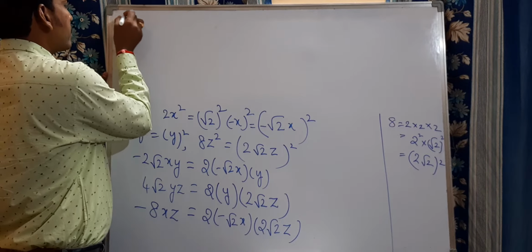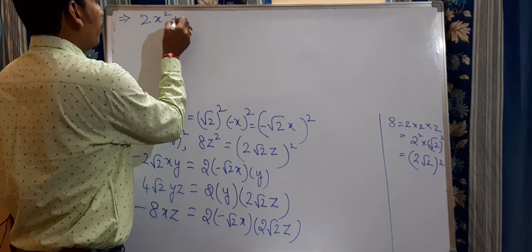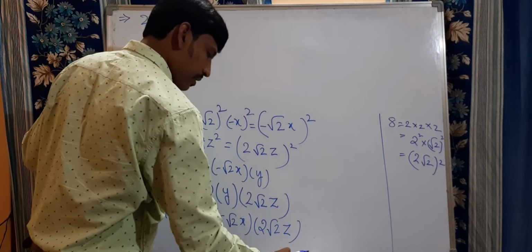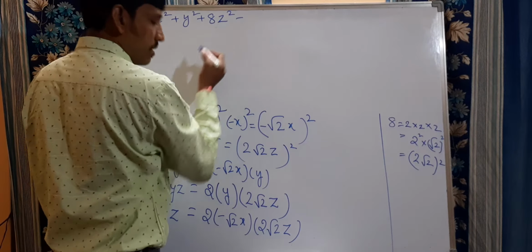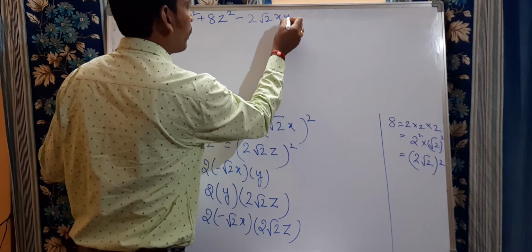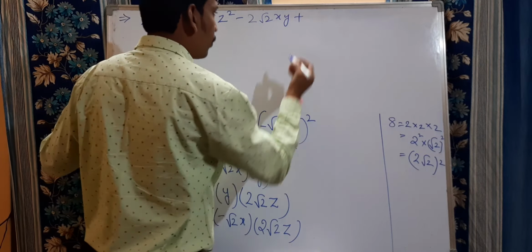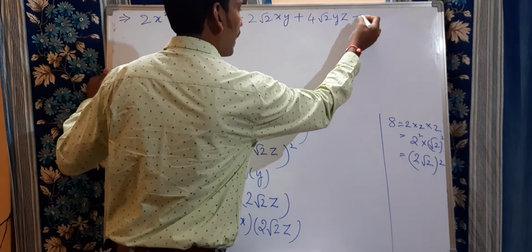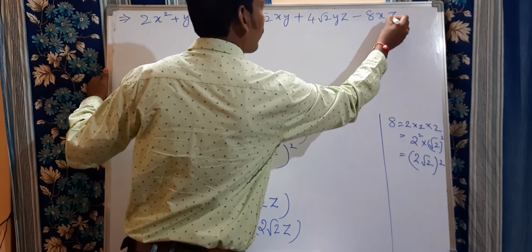Which implies 2x square plus y square plus 8z square minus 2 root 2 xy plus 4 root 2 yz minus 8xz. So this is the given problem.